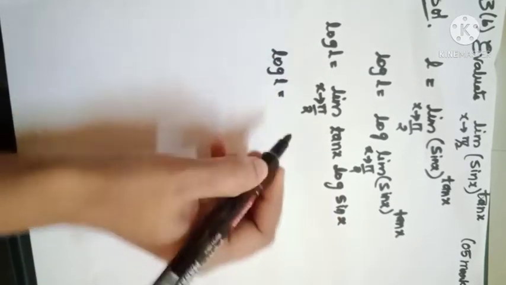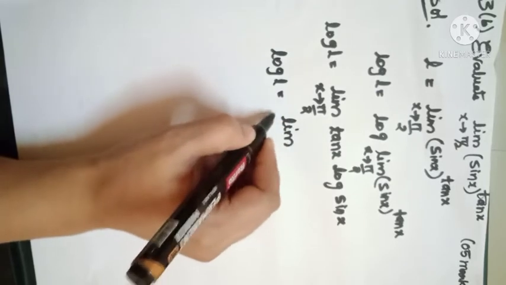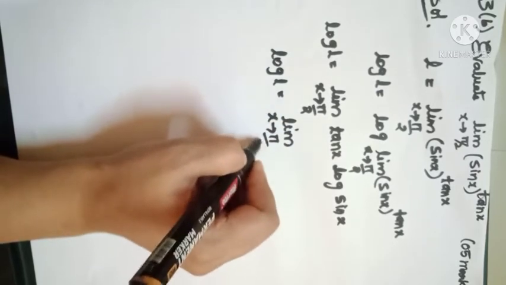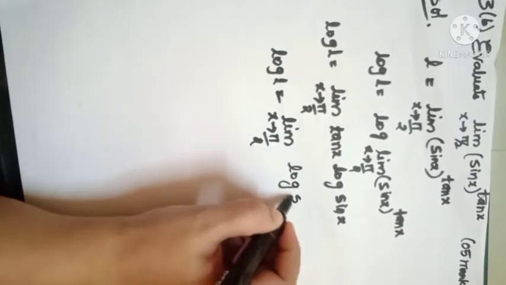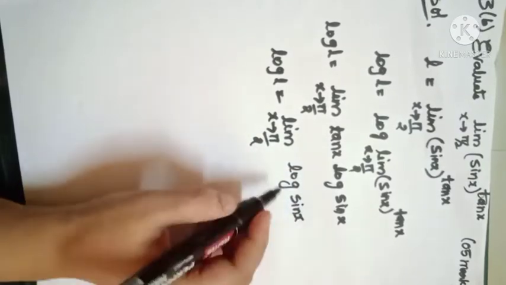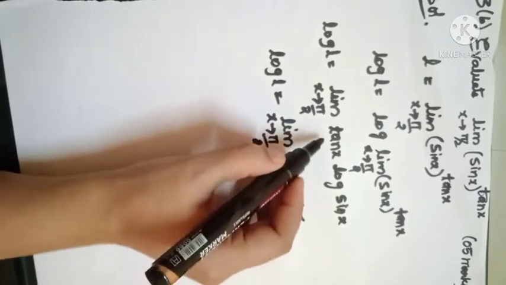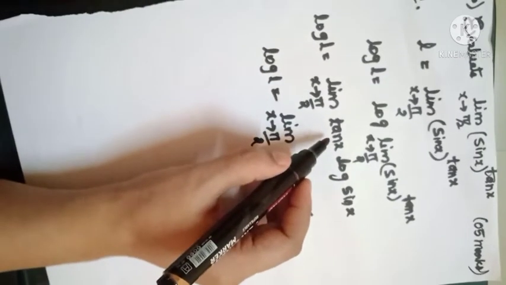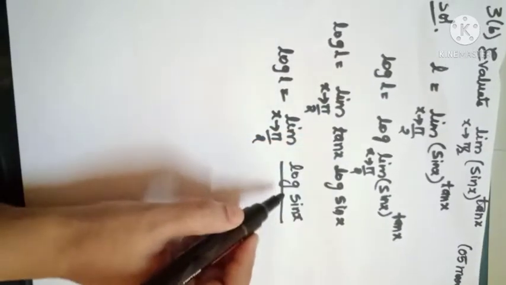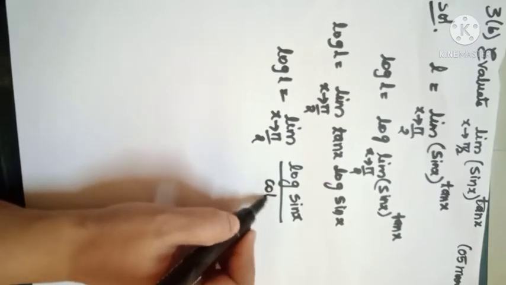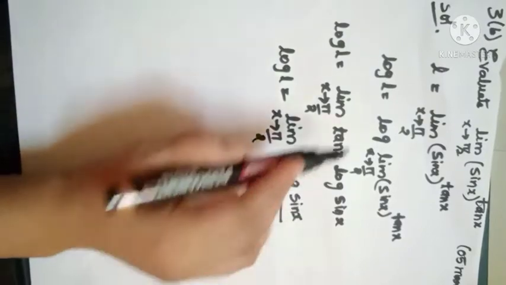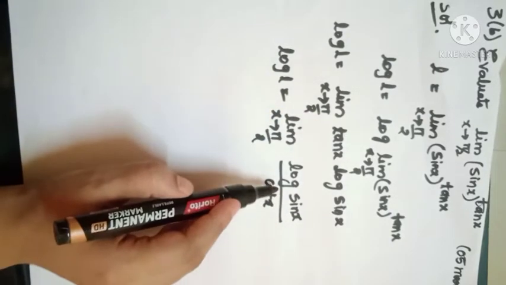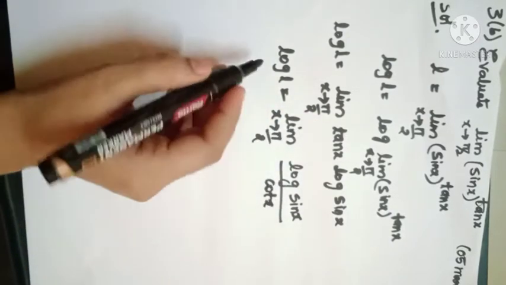Log L is equal to the limit as x tends to pi by 2 of log sin x, and I can write tan x as 1 over cot x. 1 over cot x is the same as tan x. So I'll write tan x as 1 over cot x, so this becomes this form.